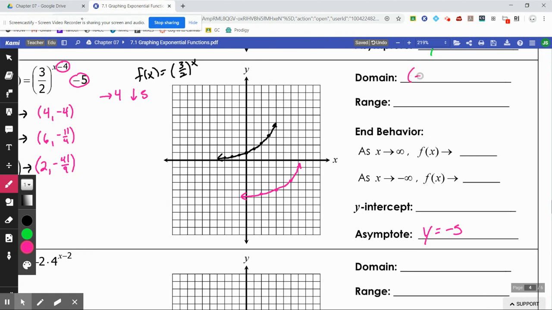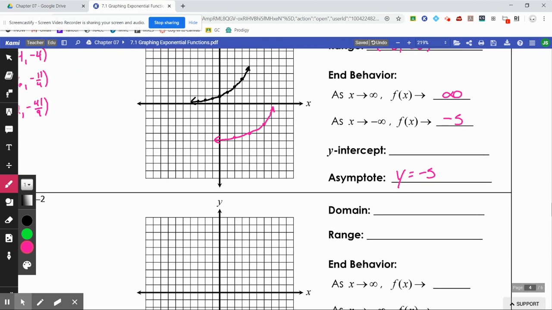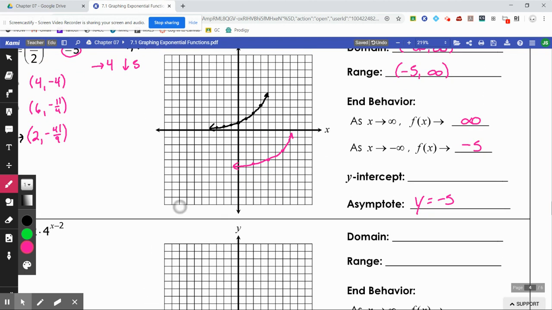Your domain is still all real numbers. Your range now starts at that -5, the asymptote line, and goes up. As you travel to the right on your graph, it goes up. As you travel to the left, your y value approaches that asymptote line at -5. And your y-intercept, can't really tell what it is there now.